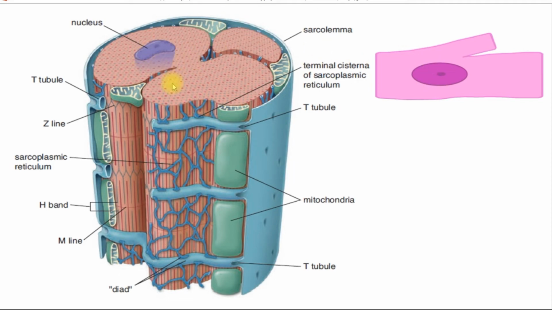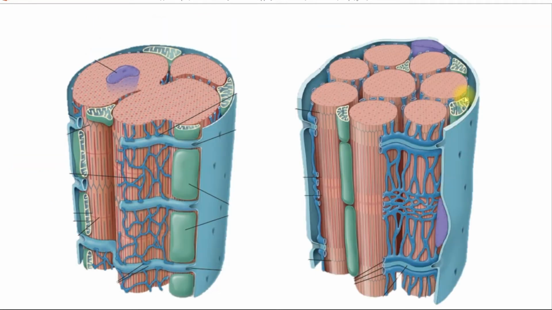inside the sarcoplasm. It has central or a little bit eccentric localization. And we can distinguish skeletal and cardiac muscles on the cross sections using this tip. The nucleus in the cardiac muscle has a central position.